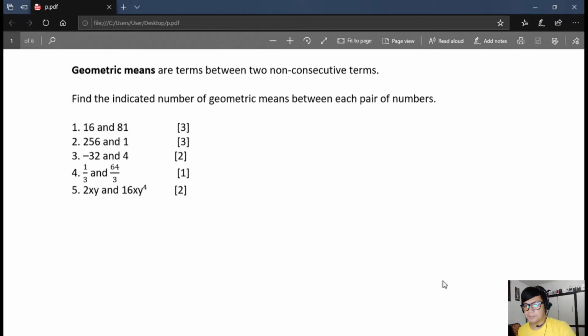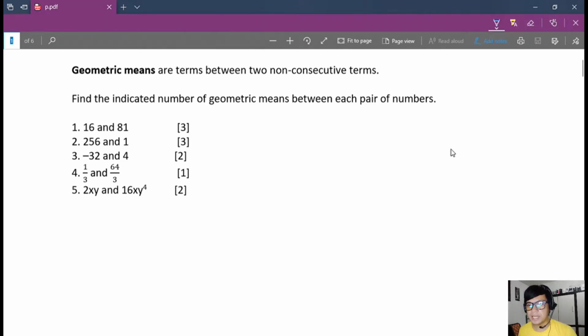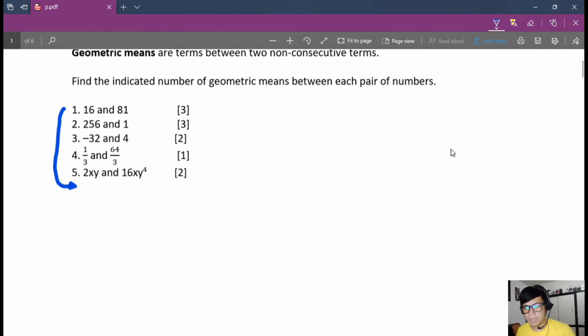So for example, we're going to find the indicated number of geometric means between each pair of numbers. The first two numbers are the first and the last term. For number 1, we're going to insert 3 terms. So to visualize, we're going to illustrate. For number 1, this is how it looks. The first term is 16. And then we're going to insert 3 terms.